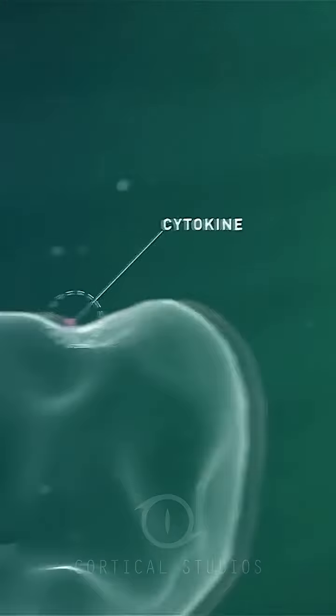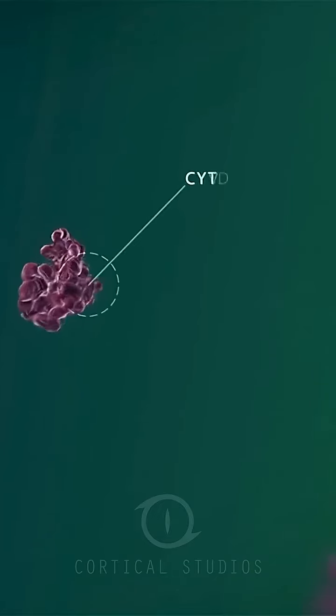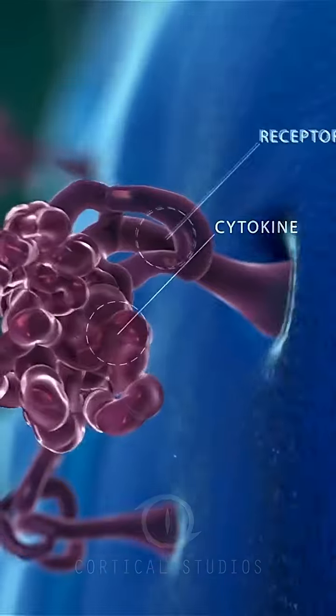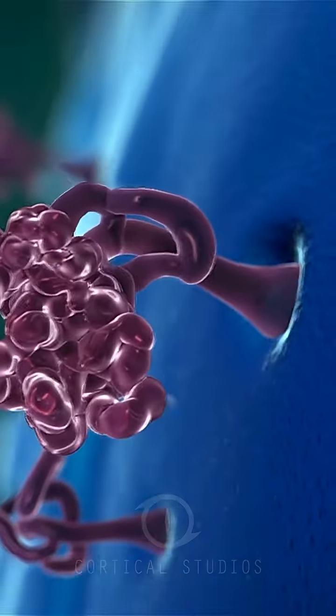Cytokines bind themselves to receptors on cells. Cytokines exactly fit the shape of such a receptor, like a key in a keyhole. In this manner, the cytokine communicates to another cell.